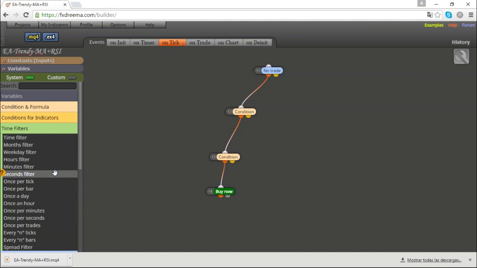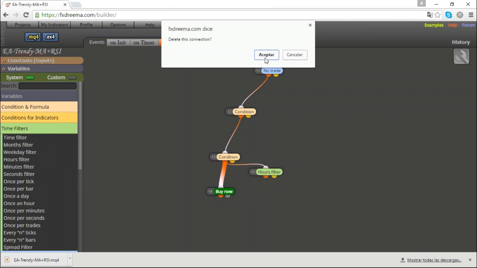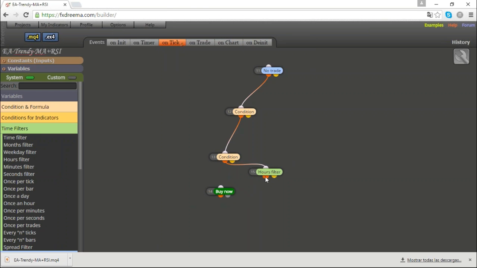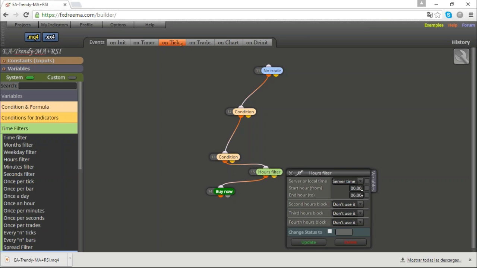I can put a time filter, right? Like don't enter at this hour. I can connect it this way through the time filter, right? Let me erase this one. And instead of trading all day long, I'm going to delete this. And now I have a filter, and I tell it to trade only, for example, in the Asian session.